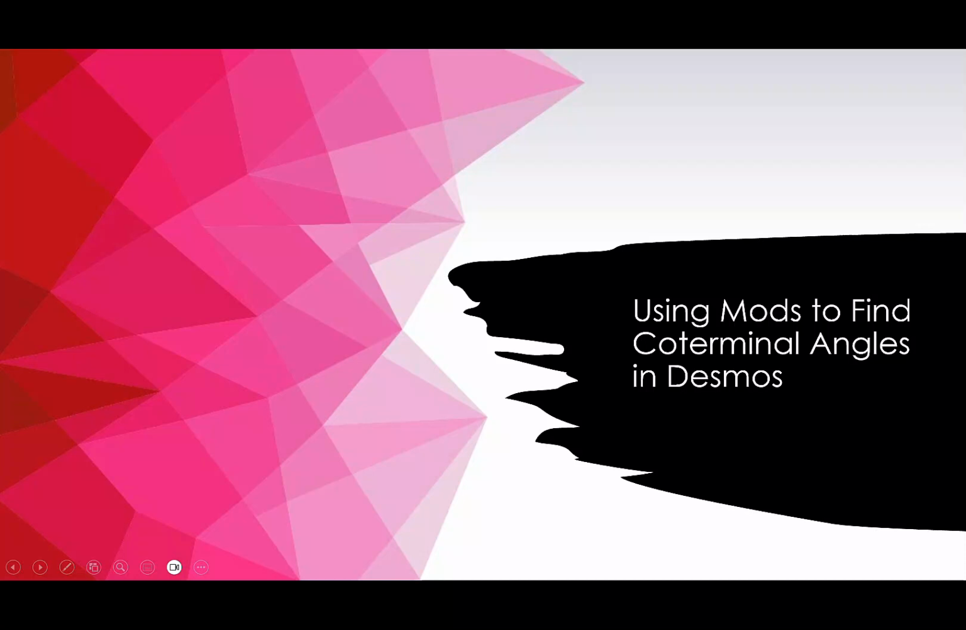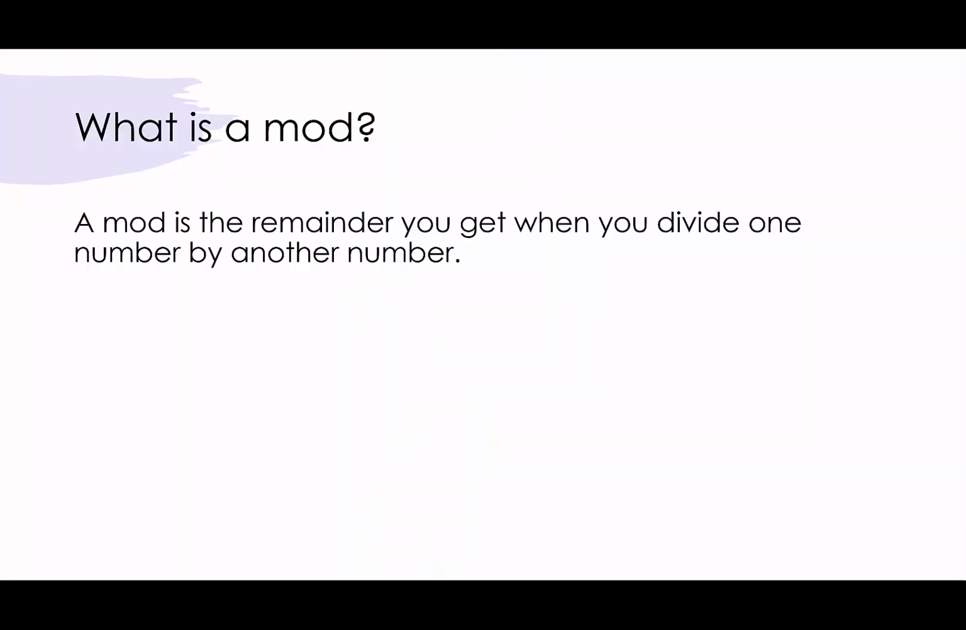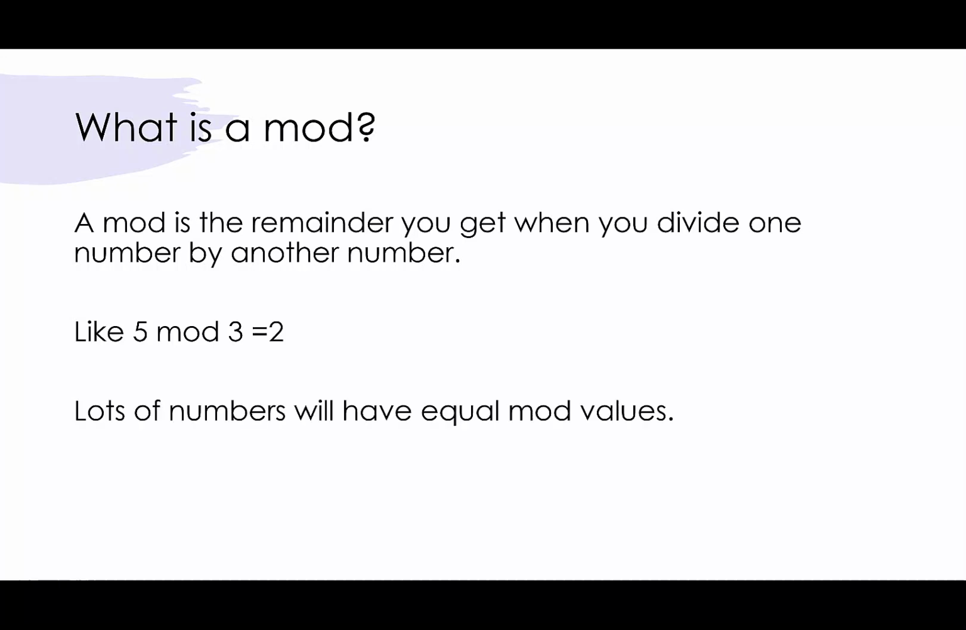Hi everybody, today I have a short video about using mod to find coterminal angles in Desmos. A mod is the remainder you get when you divide one number by another number. So that could be like 5 mod 3 is equal to 2, because if I divide 5 by 3, I have 2 left over. Lots of numbers will have equal mod values. Like 11 mod 3 is also 2. When I divide 3 into 11, it goes in 3 times, and then there's 2 left over.